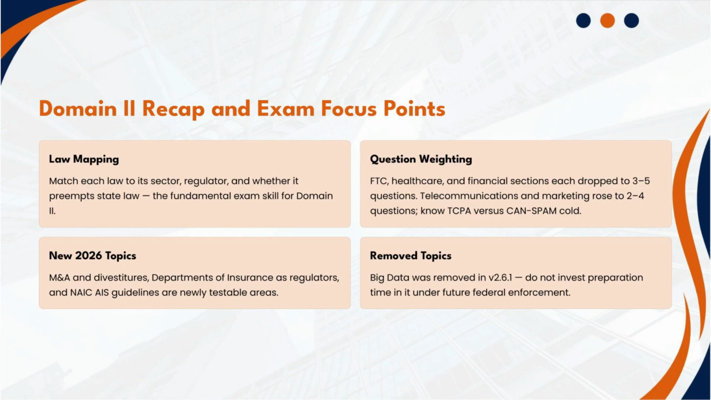Fourth, private rights of action. This is where litigation lives. TCPA has one, VPPA has one, Cable Act has one, FCRA has one, HIPAA does not, GLBA does not. That last list is worth memorizing cold, because when a question asks who can sue, that's what's being tested.